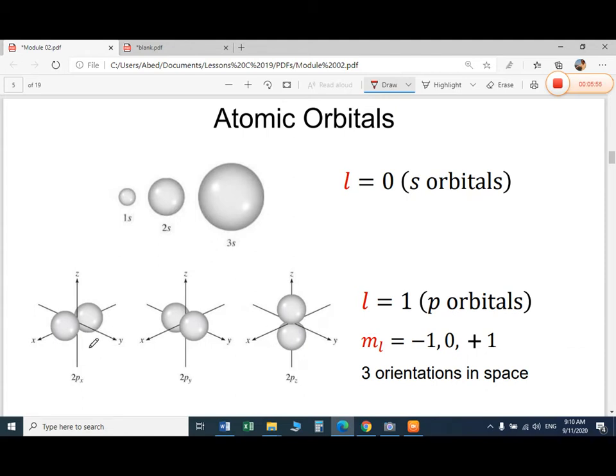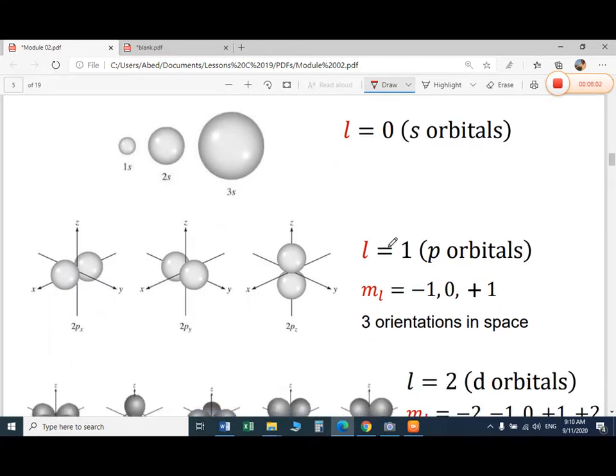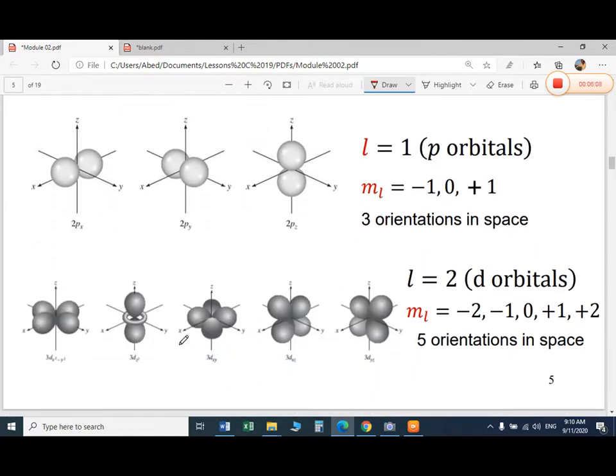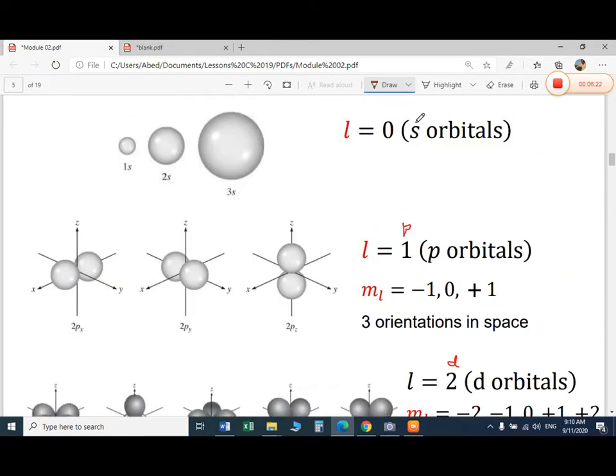So this is Px, Py, Pz, and the value is L is equal to 1. When we reach the ML, we will learn this also. So the shape of the D is donuts. This is the donut shape. L is equal to 2, 2 means it is D. 1 means it is P shape. And L equals 0 means S shape. Okay.